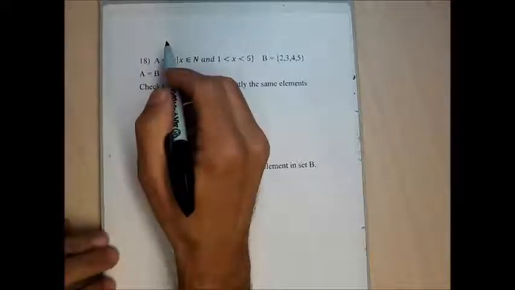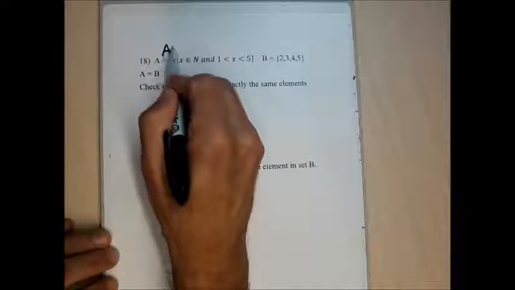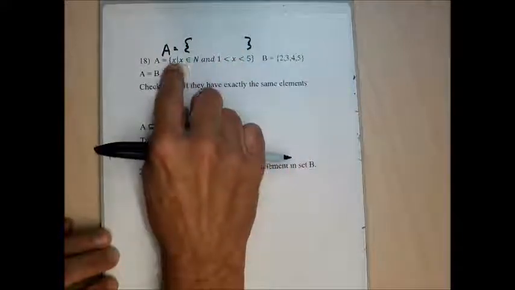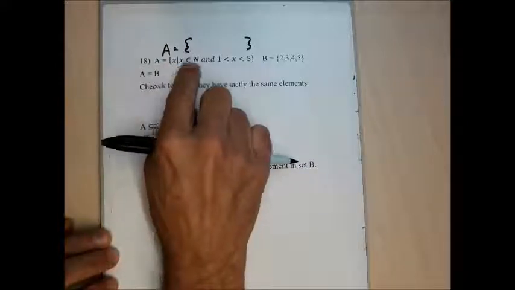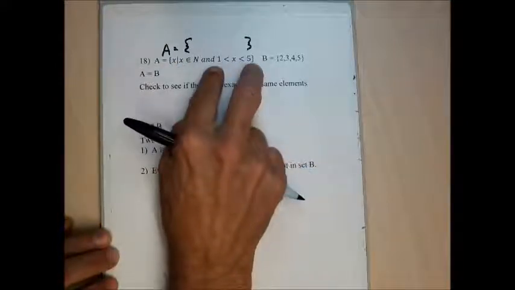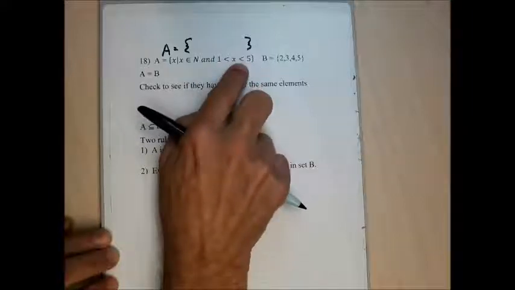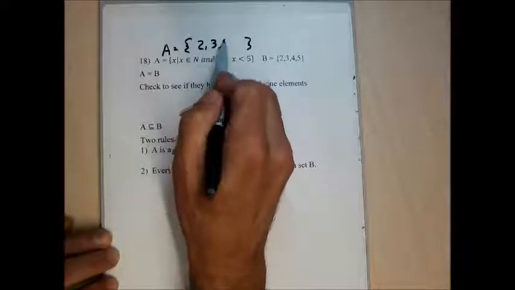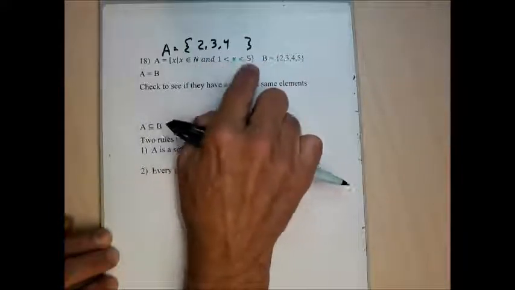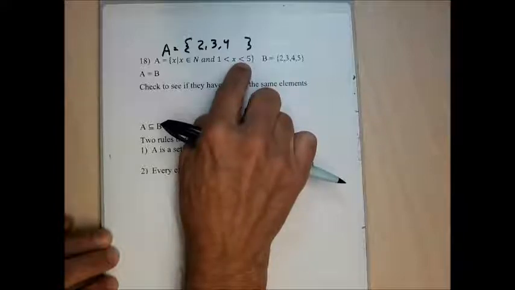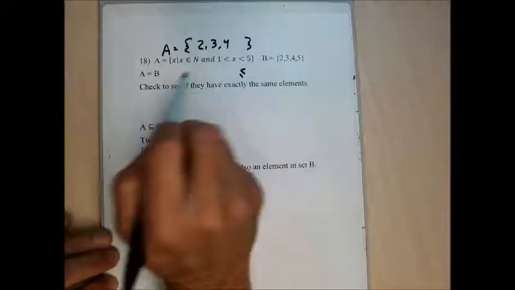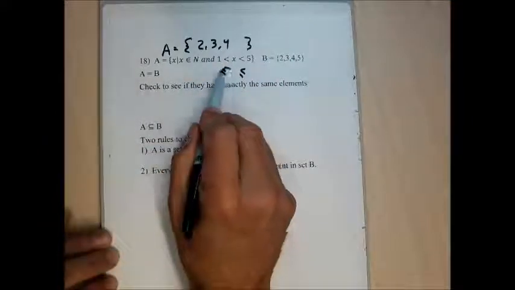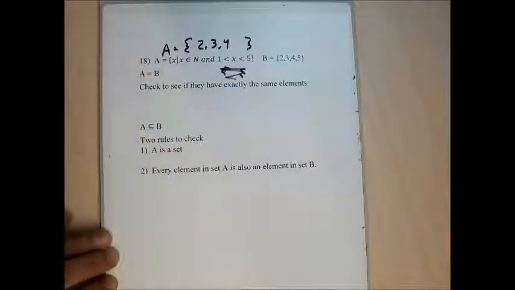But it gives me A in set builder notation. Let me rewrite A in roster form. It says A is a set of natural numbers between 1 and 5, not including 1 and 5 because there isn't an or equal to on either one of these inequalities. So A is going to be the set containing the numbers 2, 3, and 4. It's natural numbers between 1 and 5, not including the 5 because there isn't an or equal to on that inequality, not including the 1 because there isn't an or equal to on that inequality. So A is just the set 2, 3, and 4.